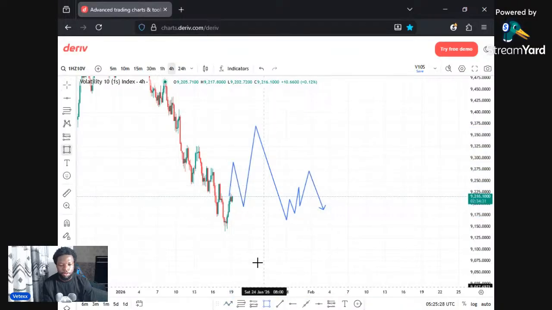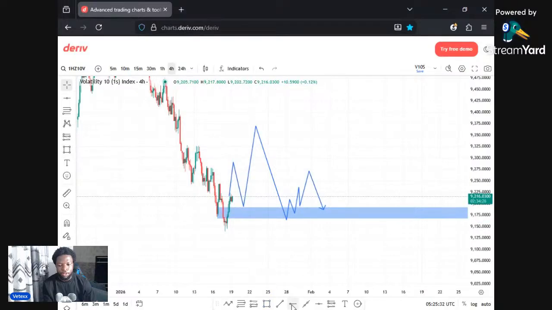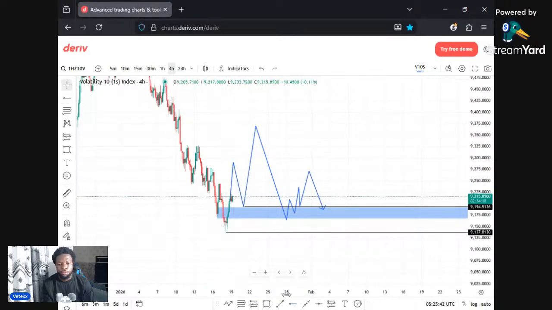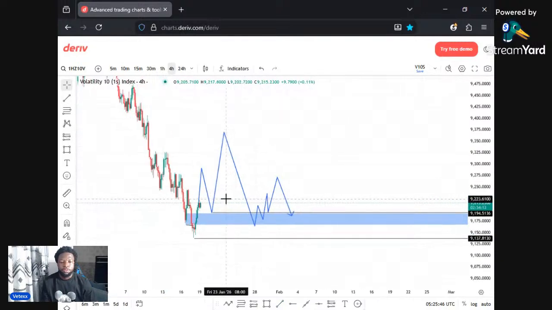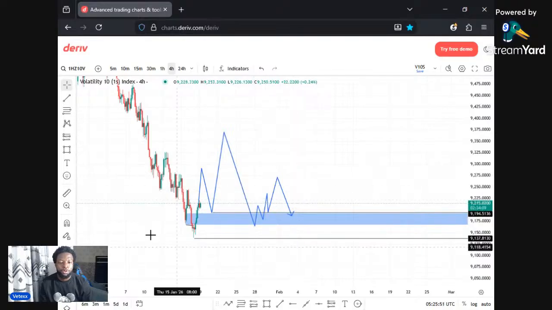So this is what I'm anticipating on the 4-hour time frame on V10s. Possibly if it does this, fine, but if it doesn't, we will sit on our hands and wait for it to do it. So once price does this on the 4-hour time frame, we'll go to the 15 minutes time frame to look for the same pattern.